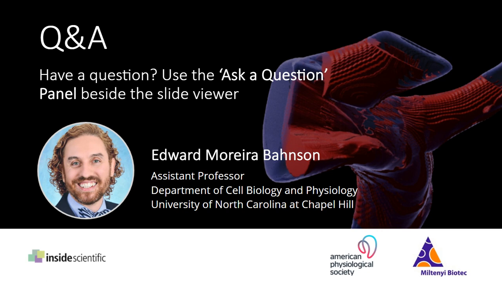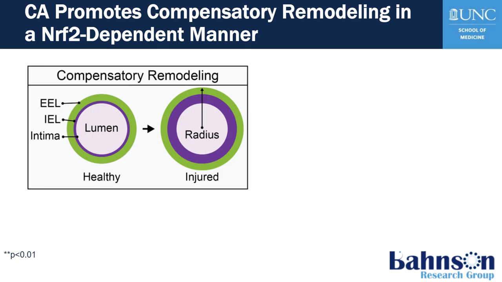All right, next question here. This one was about flow and resistance for the compensatory remodeling. With the compensatory remodeling, did you look at flow and resistance? Was there any change in flow and resistance? That's a great question as well. We did not look at parameters in vivo, so we do not know that. But of course, changes in flow are going to drive remodeling for sure.